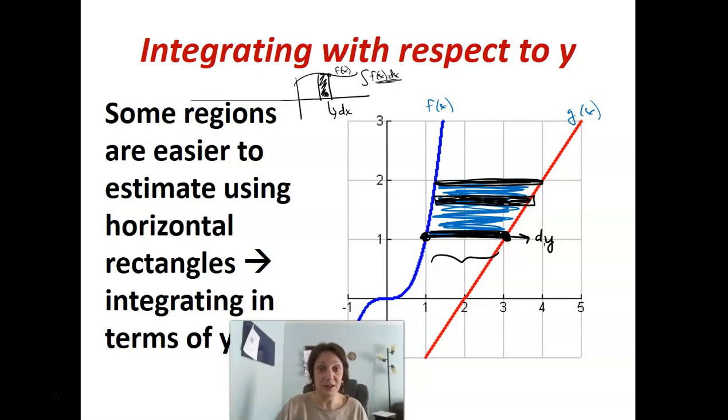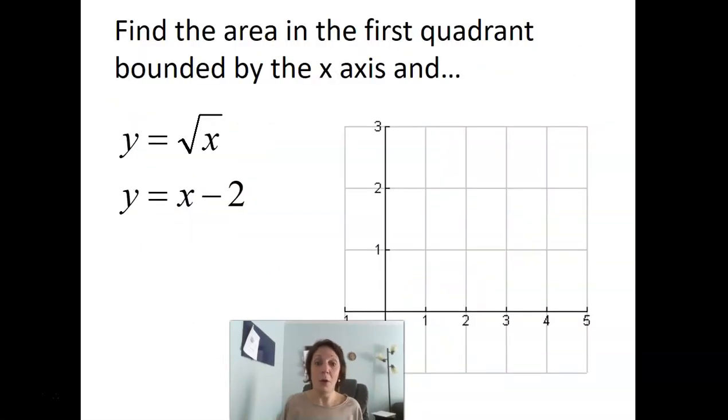Right? Let's look at an example. Oh, it's the same problem. I wonder if there's a different way to do it. Let's see, shall we? So I have my square root. And I have my x minus 2. Let's see if I can draw a better line this time.